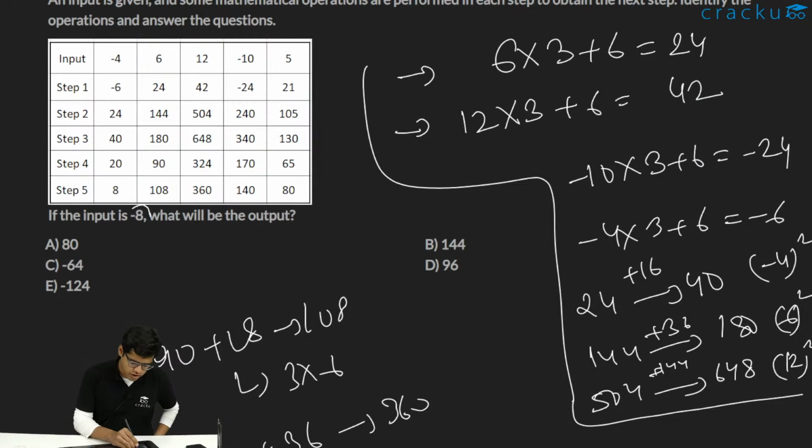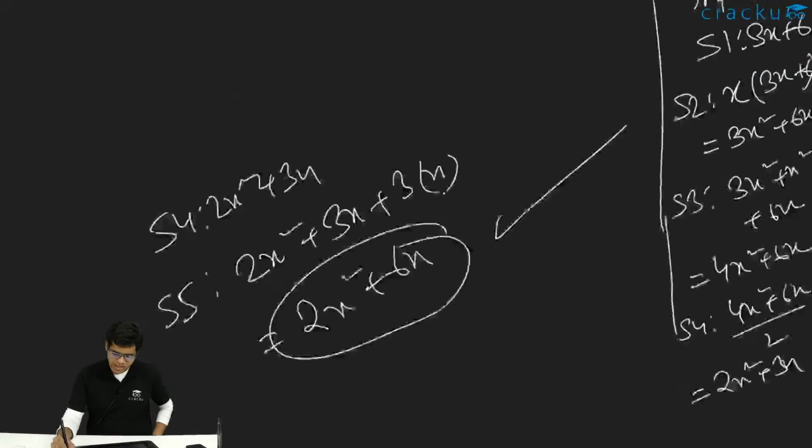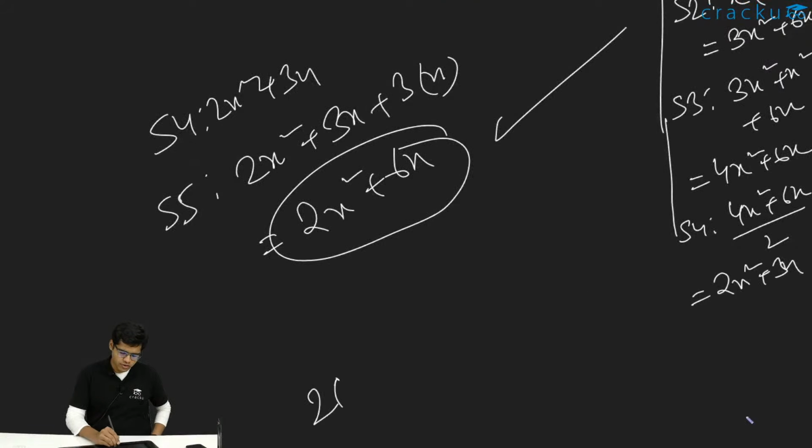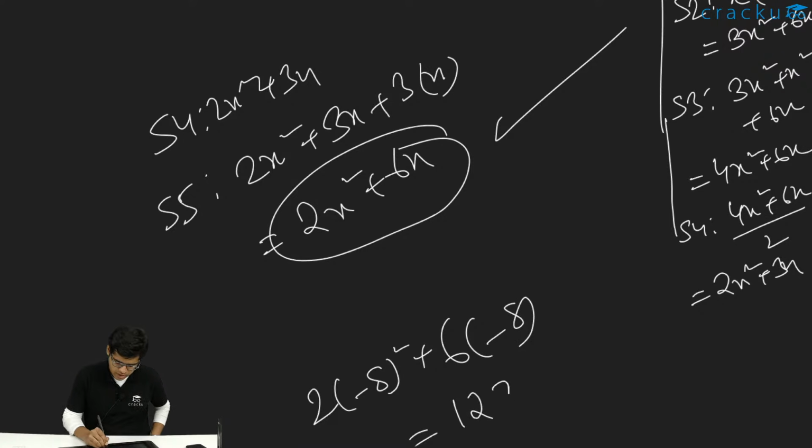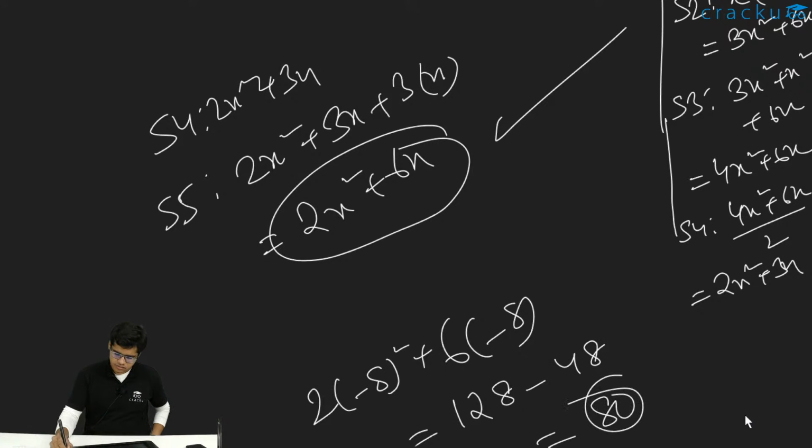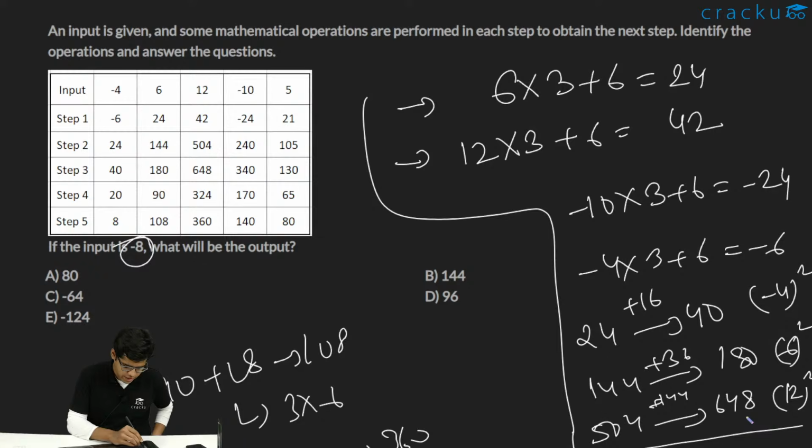So if the input is -8, meaning x is -8, what will be the output? The output will be 2 into -8 square plus 6 into -8. So -8 square is 64. 64 2s are 128. 128 minus 48 is 80. So the correct answer is option A, 80.